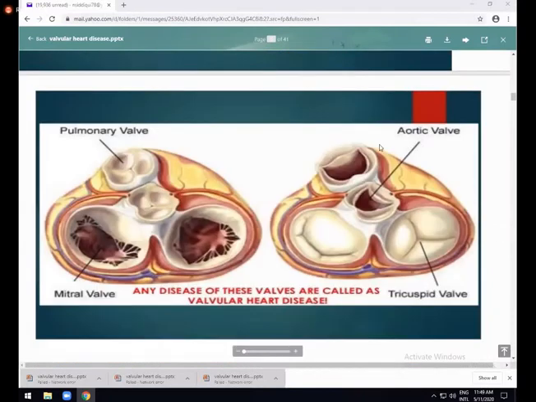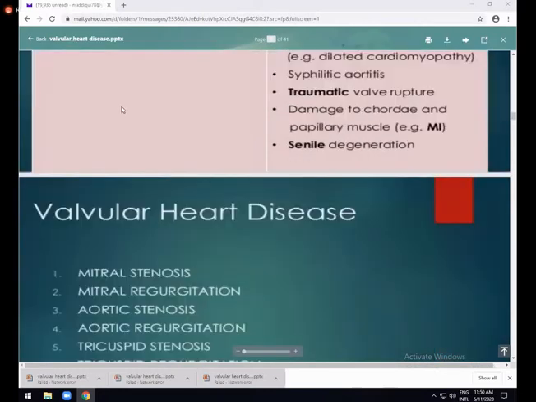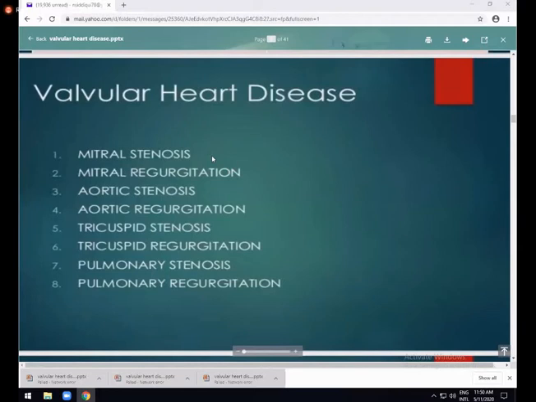So there are two types of pathologies which can occur with the valves. One is valve stenosis, and another is valve regurgitation. These are the valvular heart diseases which are commonly seen in patients, named as mitral stenosis, mitral regurgitation, aortic stenosis, aortic regurgitation. Today our topic is the mitral valve.